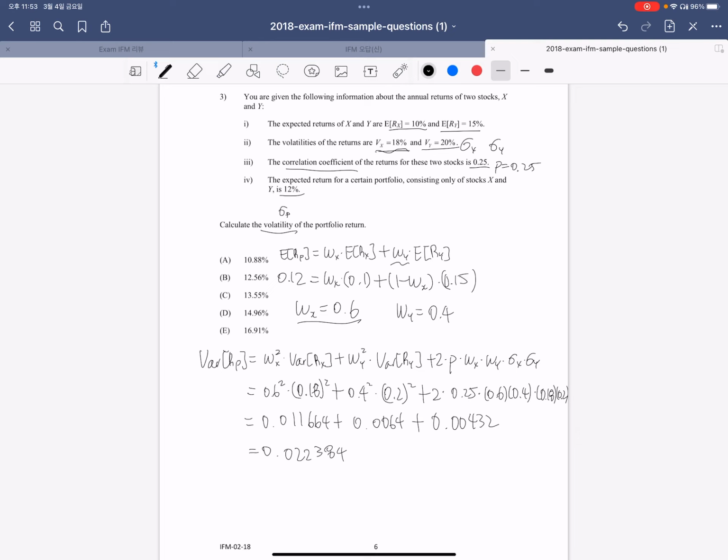And to calculate the standard deviation, we take the square root of this variance, which is 14.96%. So the answer is D.